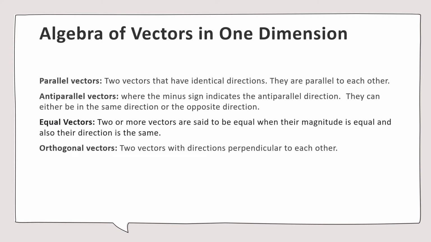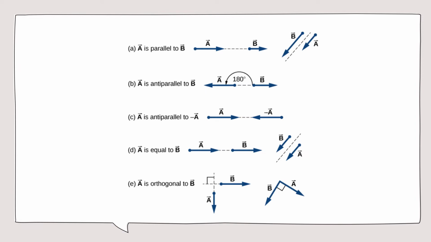Equal vectors. Two or more vectors are said to be equal when their magnitude is equal and also their direction is the same. Orthogonal vectors: two vectors with directions perpendicular to each other. This slide shows parallel, antiparallel, equal, and orthogonal vectors.